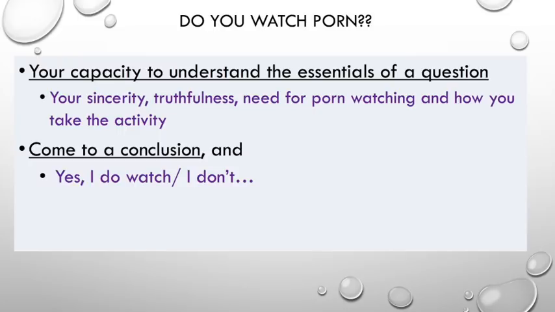Coming to the tricky question of watching porn. Here he's checking your sincerity, truthfulness, need for porn watching and how you take that activity. Here you can say whether you watch it or you don't. If you say I do not watch it, that means you're lying.